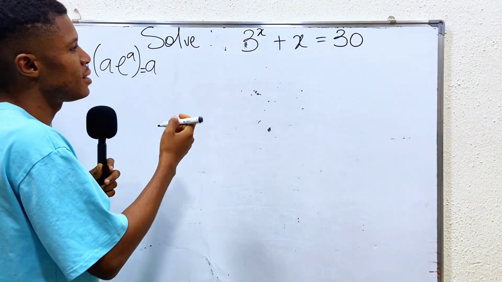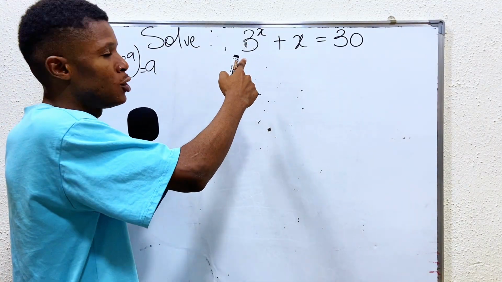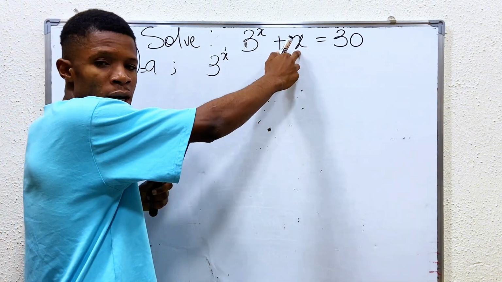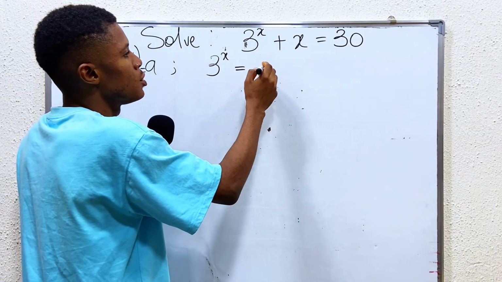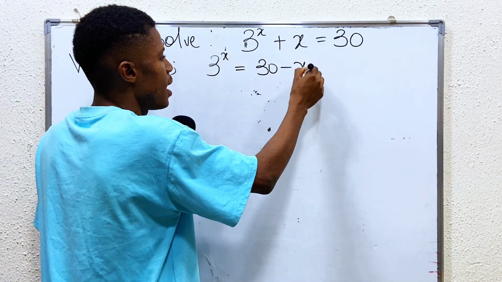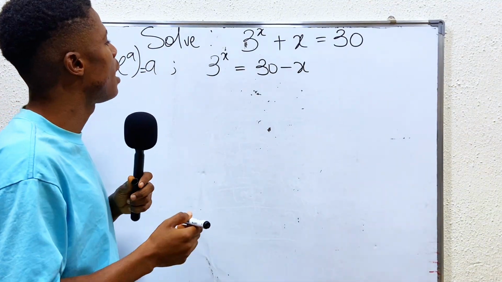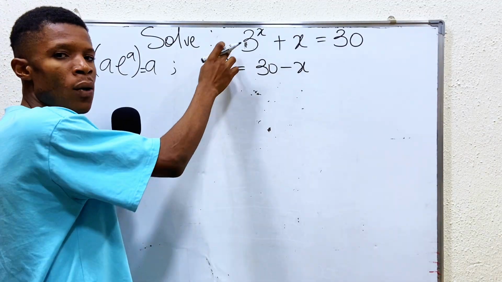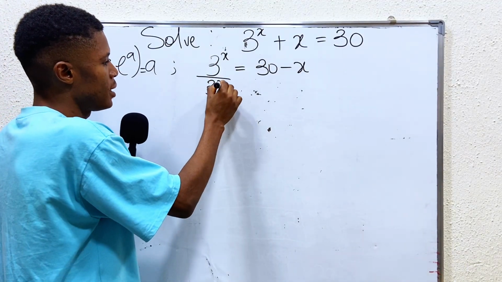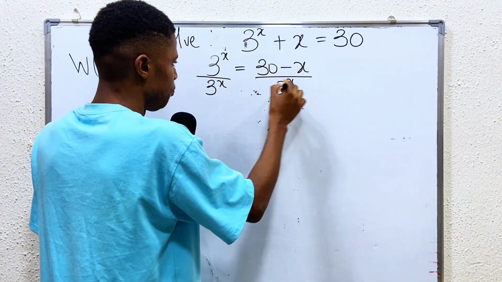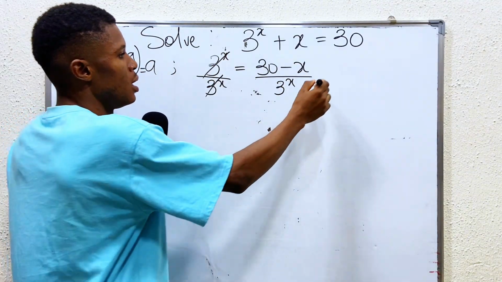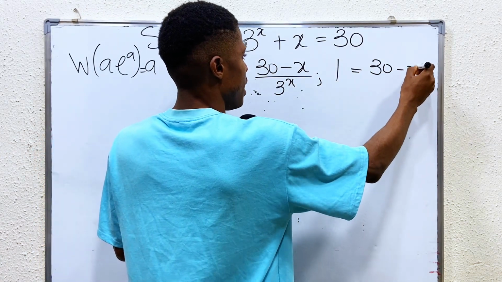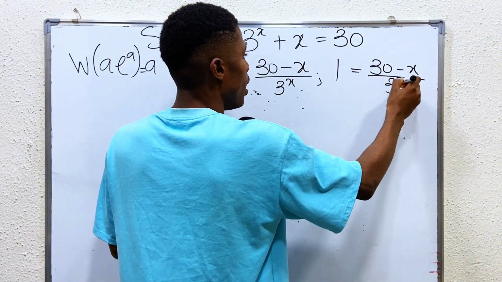So what do we do? First, we have to isolate the exponential terms. So we can now write 3 power x, subtracting x from both sides, is equal to 30 minus x. Okay? So if we have this, we can simply divide through by 3 power x. If I divide both sides by 3 power x, everything will now cancel. I will now have that 1 is equal to 30 minus x divided by 3 power x.